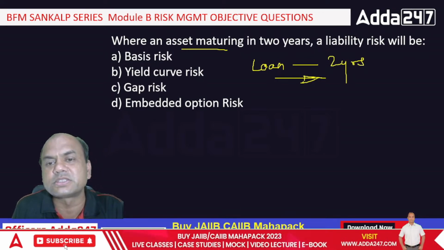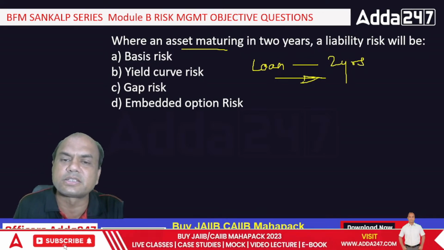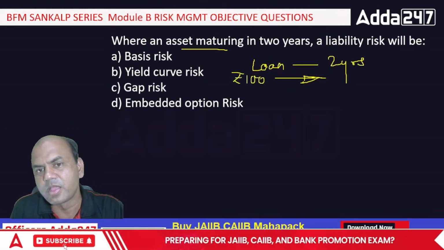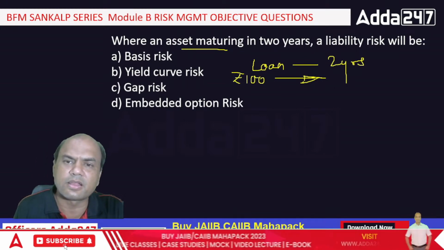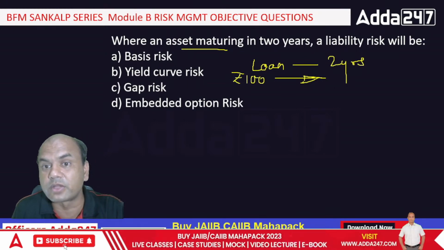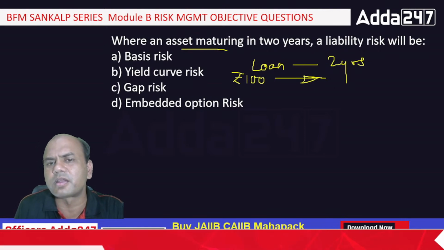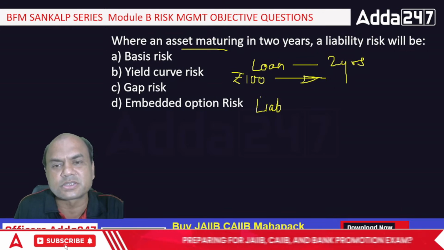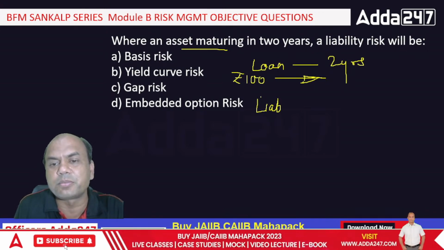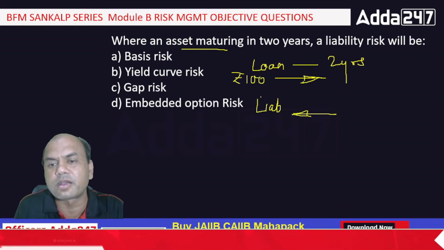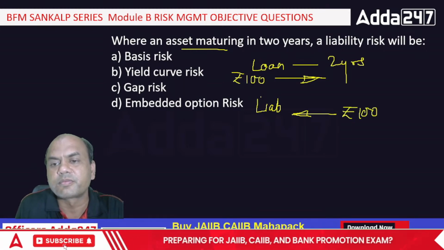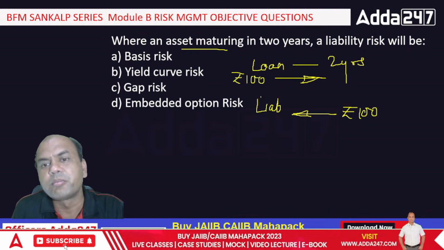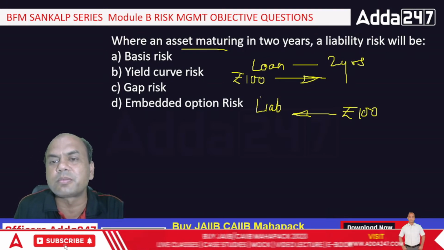On what basis do I give the loan? Suppose I give a loan of 100 rupees. Then I must have 100 rupees, only then can I give it. From where will I get this 100 rupees? I'll get it from the liability, which means deposits. The liability deposit holder will pay 100 rupees to me, and then I'll give this money as a loan. Simple logic. But the problem is this will be repaid in 2 years.